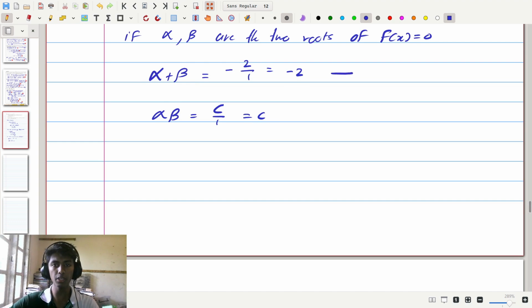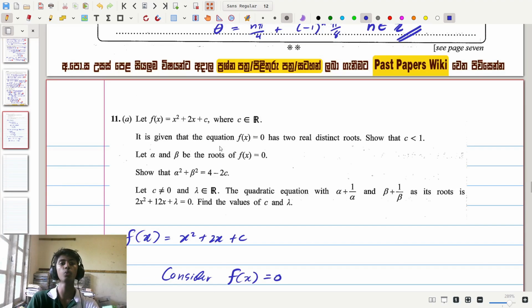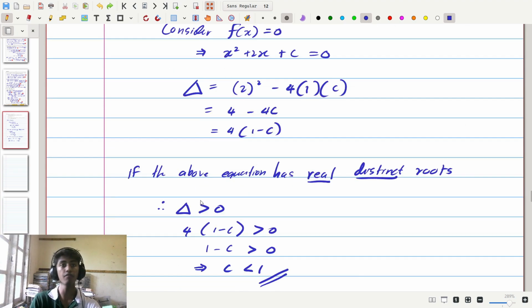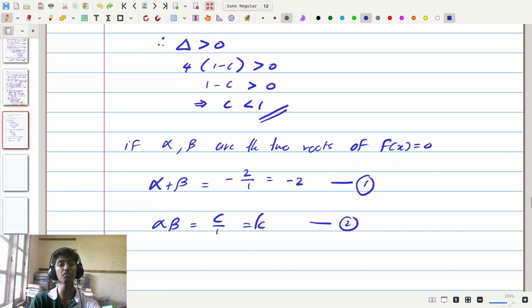Now we're going to call this equation number 1, and we're going to call this equation number 2, and we're going to use 1 and 2 in order to find what they want, which in this case is alpha squared plus beta squared. Now note, if you take alpha plus beta and you square it, you're going to get alpha squared plus 2 alpha beta plus beta squared. Now there, in the middle, if we remove the 2 alpha beta term, we're going to be left with alpha squared plus beta squared on the left hand side, which is exactly what we want here. And we know alpha beta can be replaced with c.